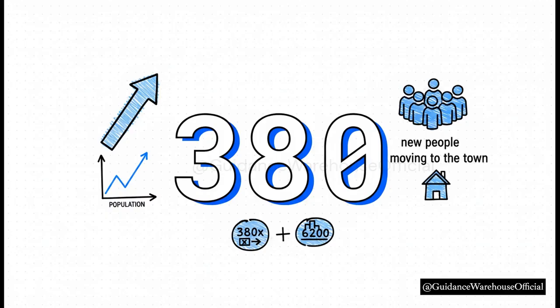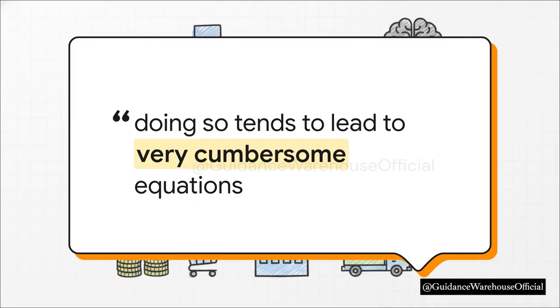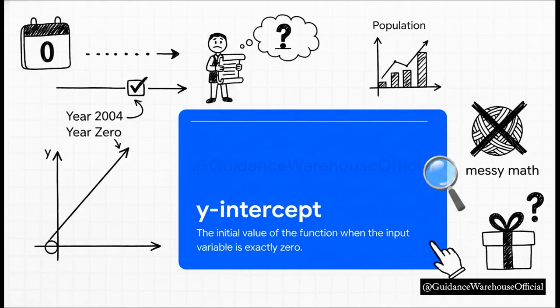Put it together, and the full equation is simply y equals 380x plus 6,200. Now at this point, you might be asking a very common question. Why do we even bother setting the starting year's input to 0? Why not just use 2004 as the x value? Well, the reason is entirely about making your life easier.